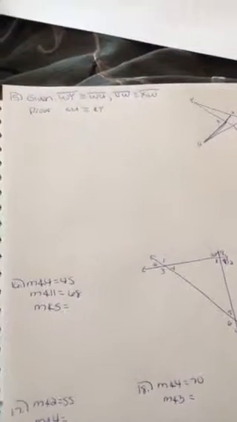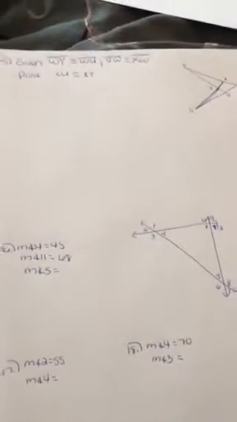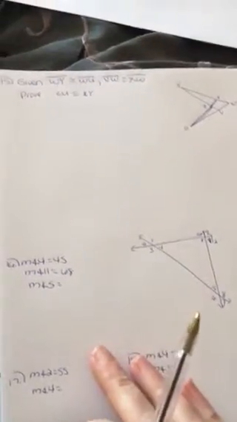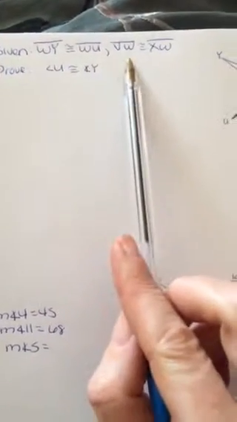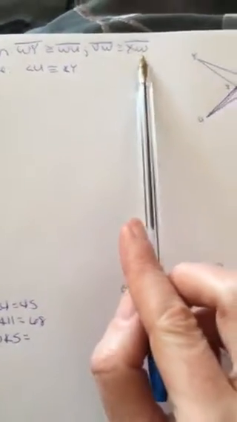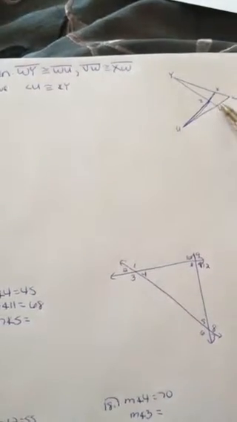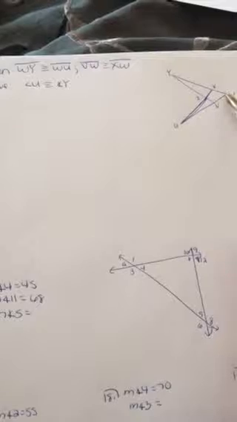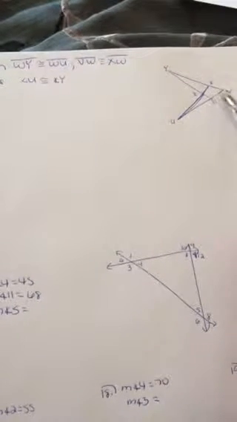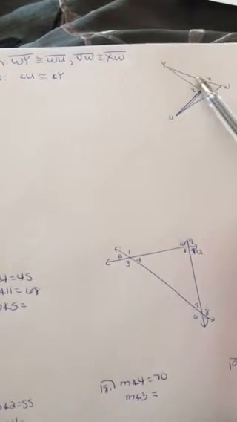Here's the rest of Chapter 6 review answers, starting with number 15. For number 15, we were given that WY is congruent to WU and VW is congruent to XW. So WY is here, WU, and then XW and VW. So I see that I have overlapping parts.